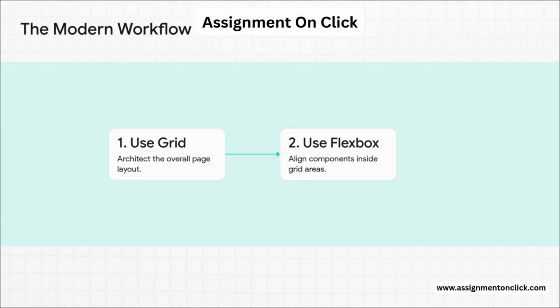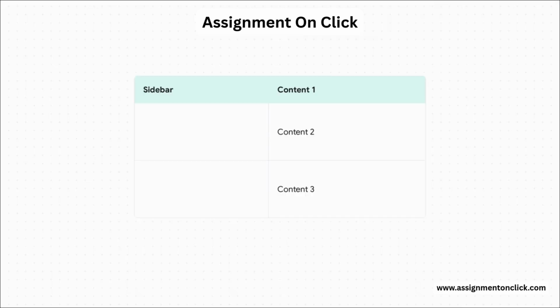First, you use Grid to build the main architectural sections of your page, the big boxes. Then, once you have your structure, you use Flexbox to handle the alignment of all the stuff inside each of those boxes. And here's that exact workflow in action. See? Grid creates the two main columns for us, the sidebar and the main content area. Then, inside that content area, Flexbox takes over to perfectly stack and align all those individual items. It's literally the best of both worlds.